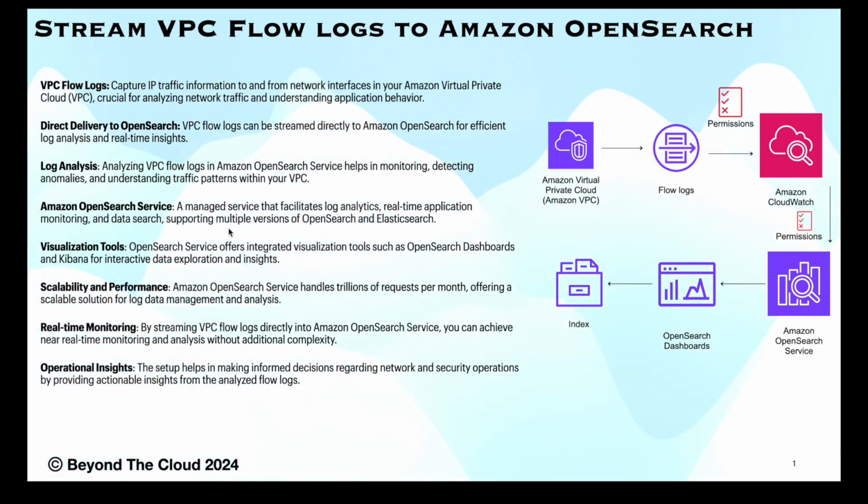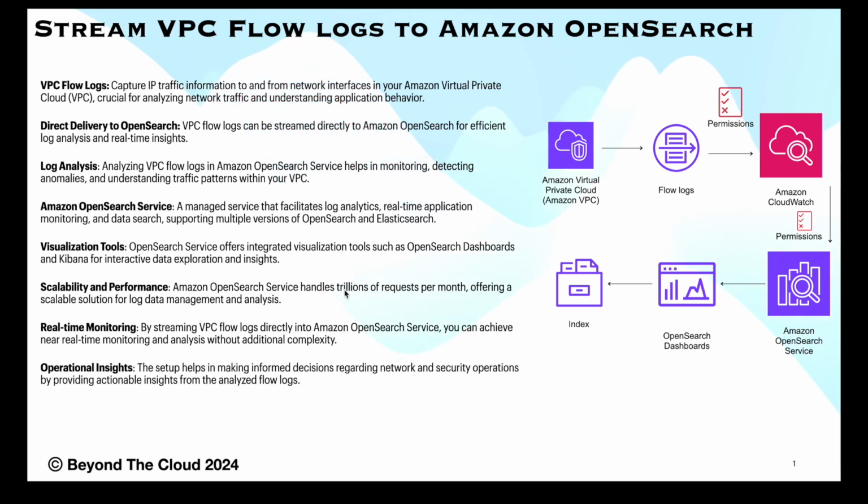The next question should be: what is the OpenSearch service? Amazon OpenSearch is a fully managed service for managing a search and analytics engine. It supports multiple versions of OpenSearch and Elasticsearch, and it is very easy to set up, with scaling of clusters, built-in security features, integration with other AWS services as well, and high availability and fault tolerance.